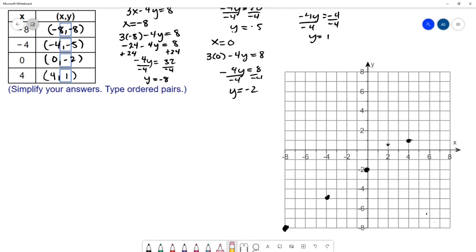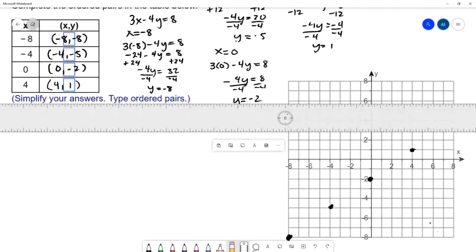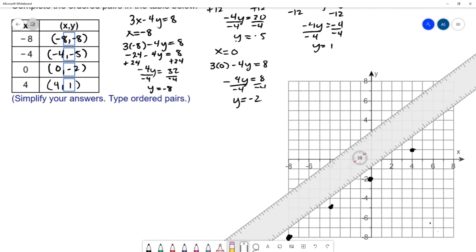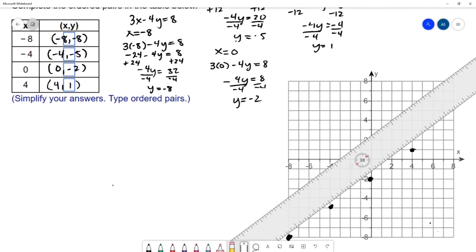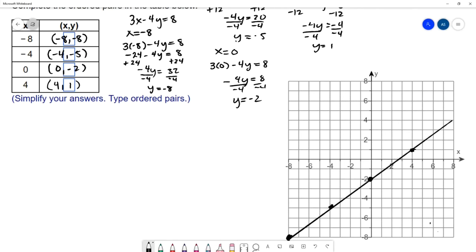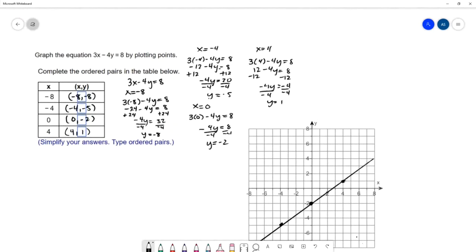And then we can connect those points with a straight line. Hopefully this is a straight line. Let's see. It should be a straight line. If you don't get a straight line, that means you've probably done some kind of arithmetic error on one of your calculations. You should go back and check your work. We did get a straight line here. And we've drawn the graph of our equation.